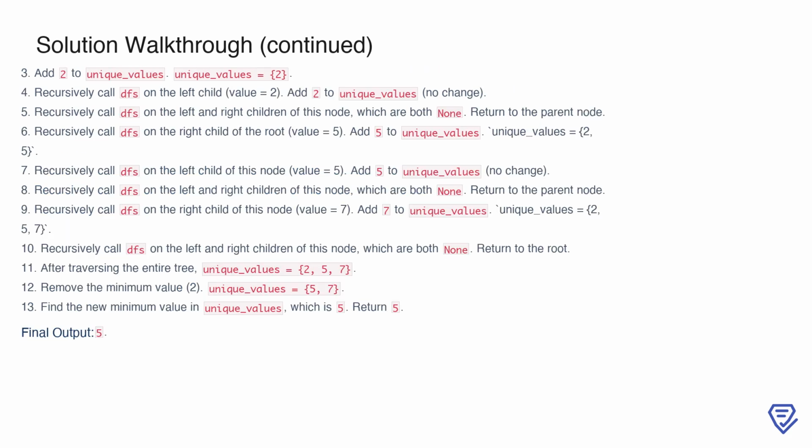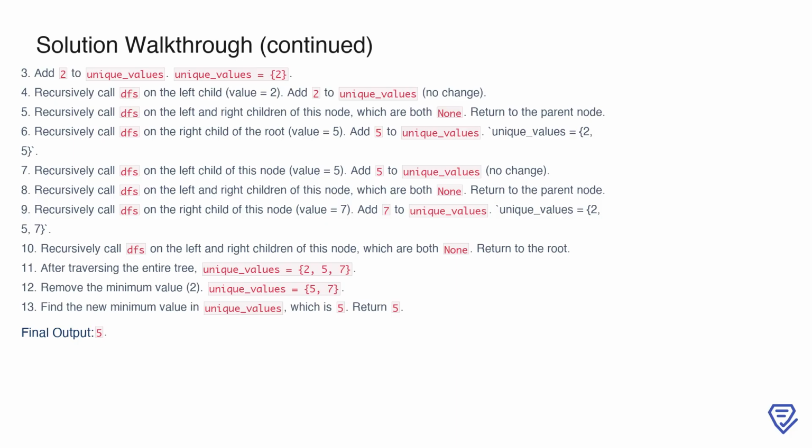The value of the root node, 2, is added to the set, so now unique_values equals {2}. Moving to the left child, which also has the value 2, we add it to the set, but since it's already present, there's no change. The left and right children of this node are null, so we return to the root.